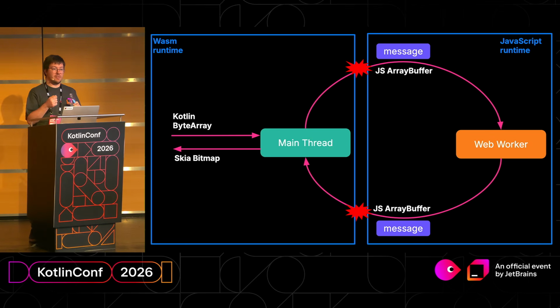And for us, it means that, because the Wasm runtime is a fully isolated runtime, we need to pass objects with copying between them. So we have to convert our Kotlin byte arrays to a JavaScript array buffer, and back from a JavaScript array buffer to a Skia bitmap. So from this picture, we see that it is not possible to avoid at least two copies of bytes in our program. Let's check that we do everything correctly.